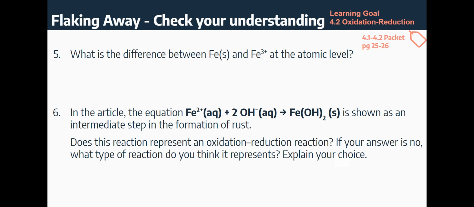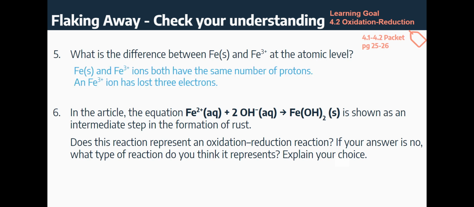Thinking about the equations we just looked at, what is the difference between solid iron and iron 3 plus at the atomic level? So when we talk about the atomic level, we're talking about the subatomic particles. What is inside those atoms? And so when we talk about subatomic particles, we're talking about protons, neutrons, and electrons. Iron solid and iron 3 plus are both iron. So by definition, they're going to have the same number of protons because protons determine the atom's identity. But they're going to be different in terms of their electrons because they have different charges. Iron solid is going to have 3 more electrons. Iron 3 plus has lost 3 electrons. So same number of protons because they're both iron, but a different number of electrons.